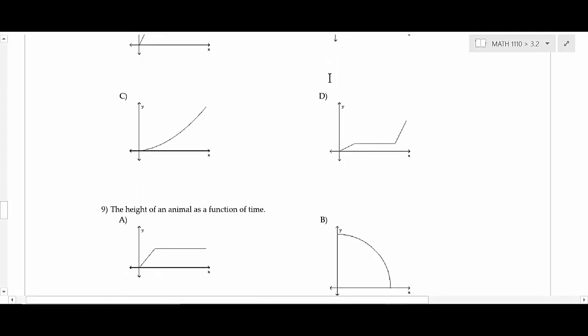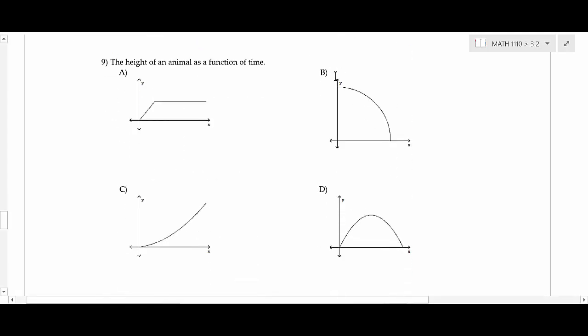Okay, let's see. Do this. And again, you don't have to write these down. This one's just the height of an animal as a function of time. Well, let's see what this is. So let's go to D. Right now at the beginning of time, the animal is 0 tall. Then they get taller and taller and taller, and then what happens to them? They shrink, okay? So forget that one.